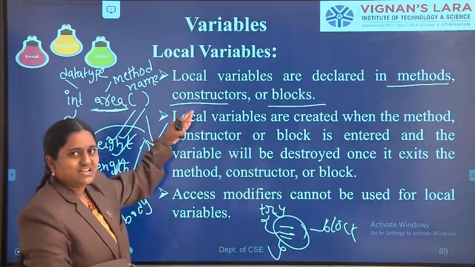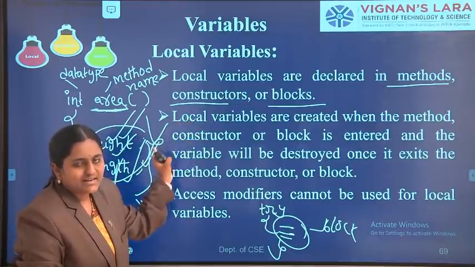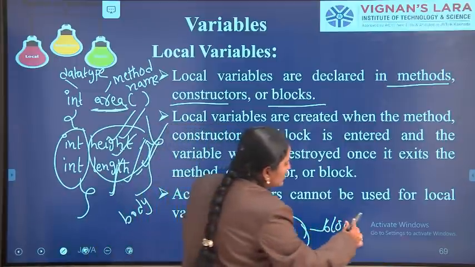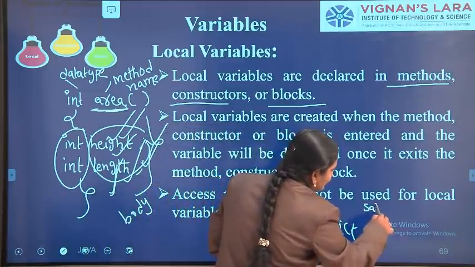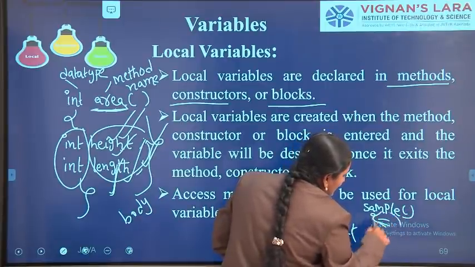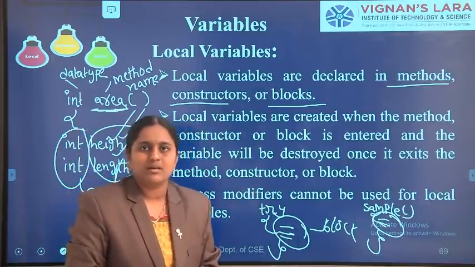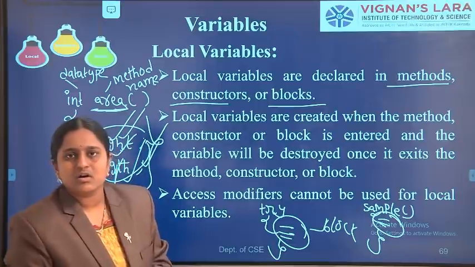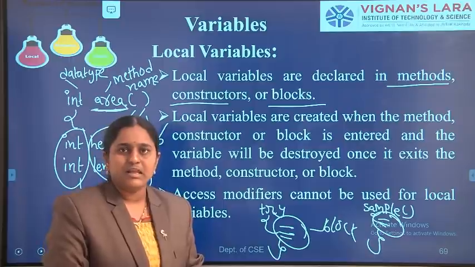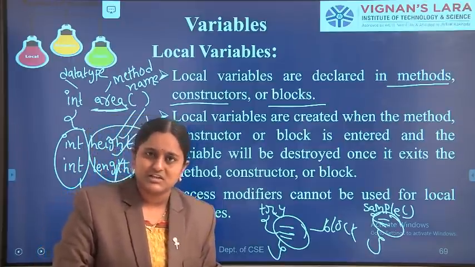Next one, constructor. A constructor's name is the same as the class name, and it does not return any data type. For example, in a class sample, here Sample is the constructor. Any variable defined within the constructor is also a local variable. I will explain the constructor concept in the future, in our first unit, second chapter, where I will discuss what a constructor is and the types of constructors. At this stage, you don't need to worry about constructors.